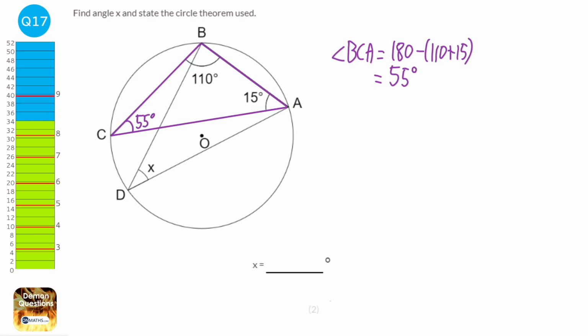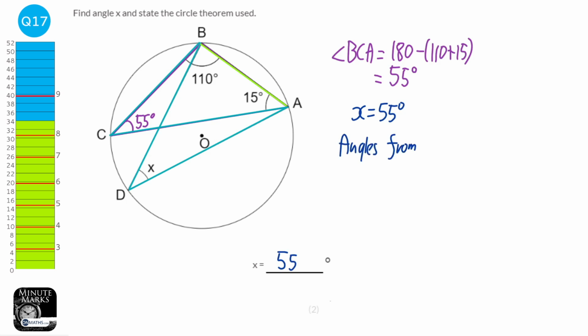And the circle theorem says that when you have two angles coming from the same chord, so this angle and this angle are both coming from this chord here, they are going to be equal. So we know that x is going to equal 55, and that will be our answer. But you must write down the reason. And the reason is angles from the same chord are equal.